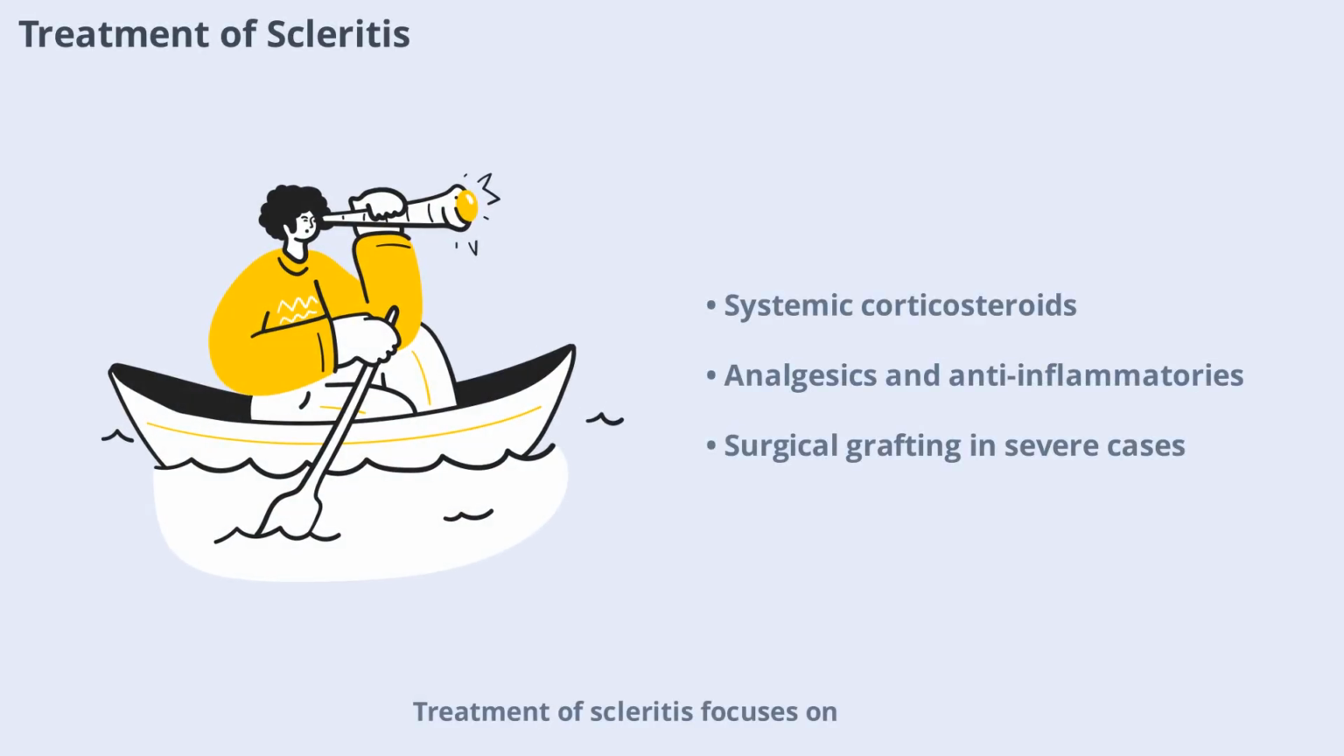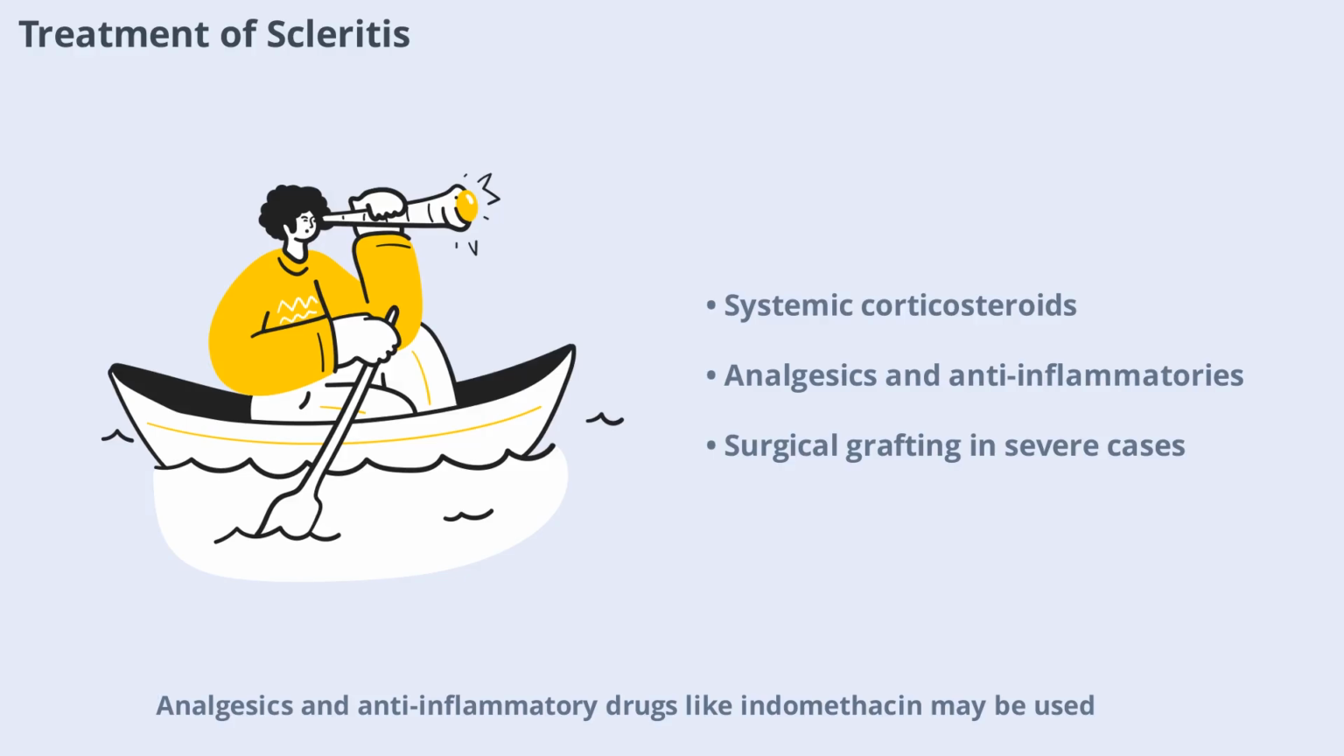Treatment of scleritis focuses on relieving pain and controlling inflammation. High-dose systemic corticosteroids, such as prednisolone, are the mainstay, with gradual tapering as inflammation subsides. Analgesics and anti-inflammatory drugs like indomethacin may be used. Surgical intervention is rarely needed, except in cases of scleromalacia perforans, where scleral grafting may be considered.